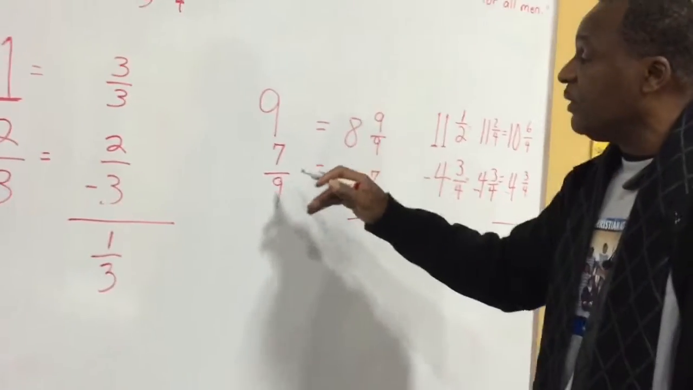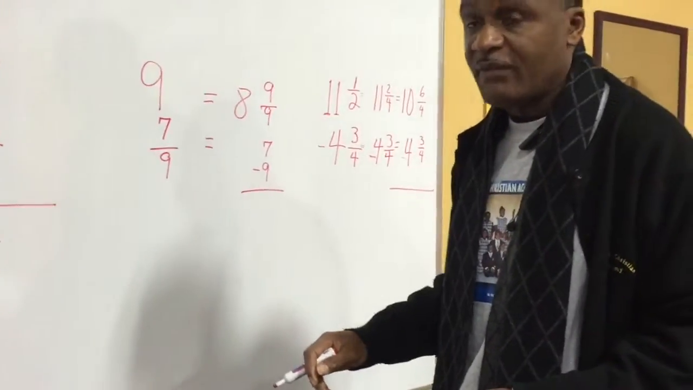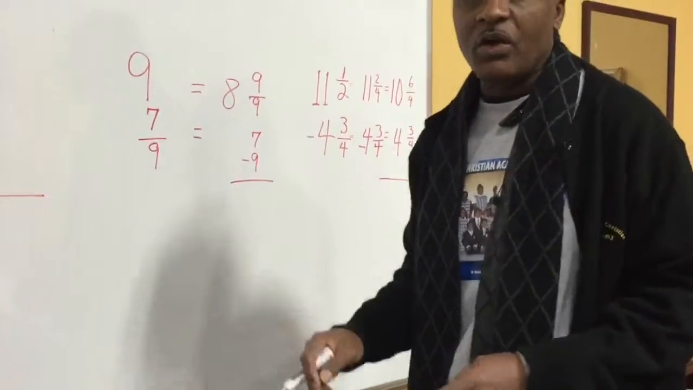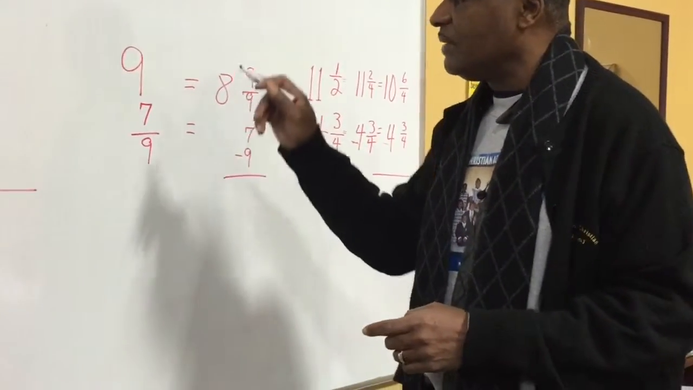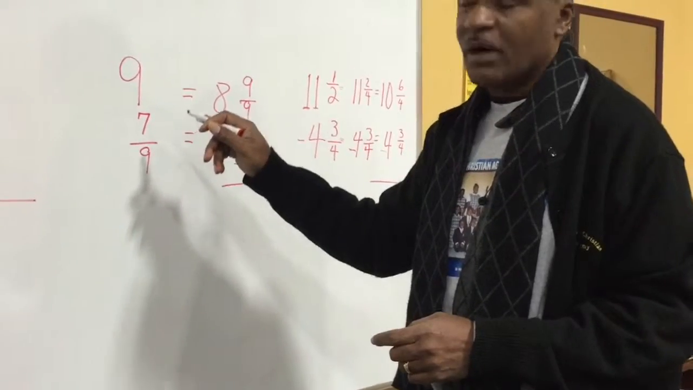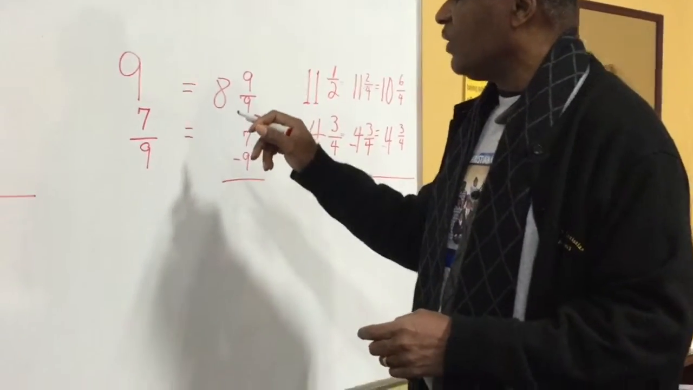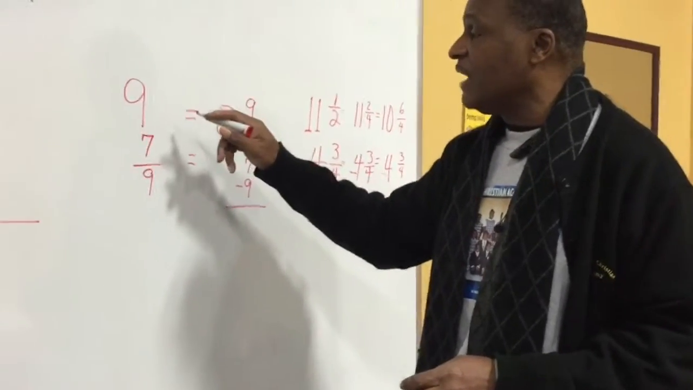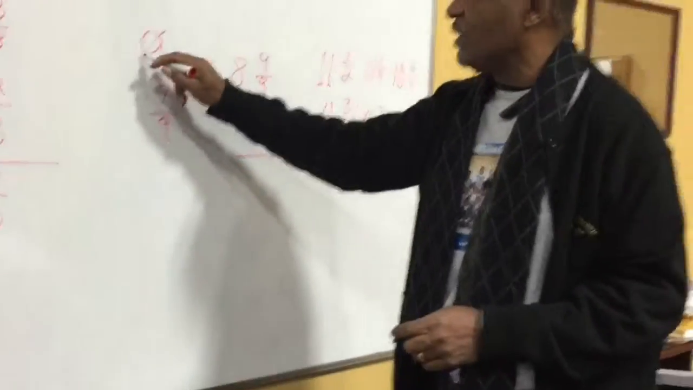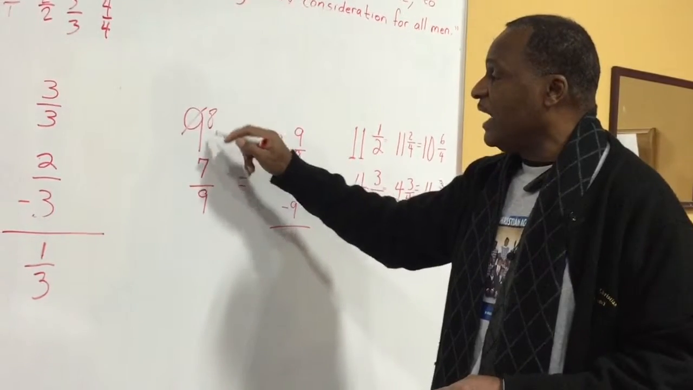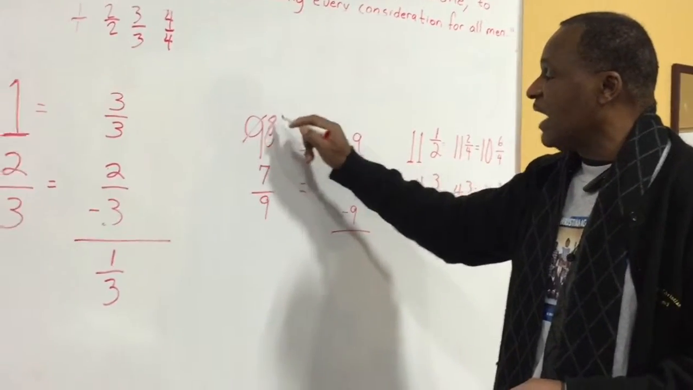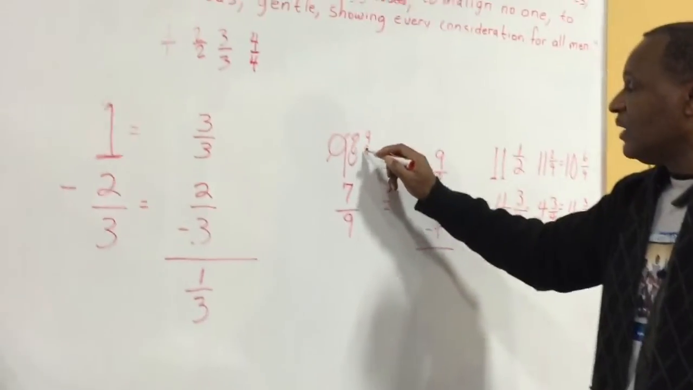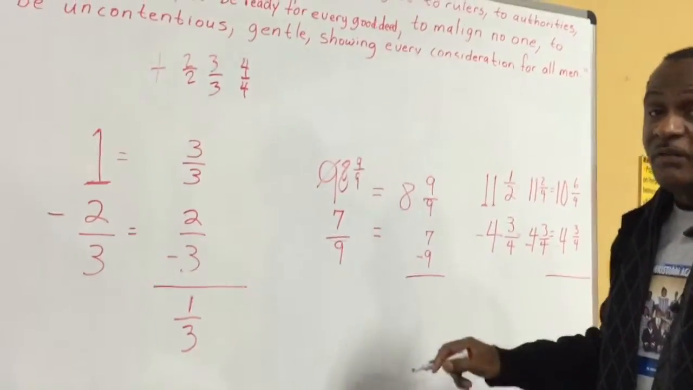We have one over here with a 9. What happens when you have a number larger than 1? Well, you have a 9 here, and we only want one of the ones out of the 9 in order to do this subtraction. So we're going to take a 1 out of that 9, and that 9 is going to become 8, and the 1 becomes 9 over 9, because we're taking the 1 out of the 9.